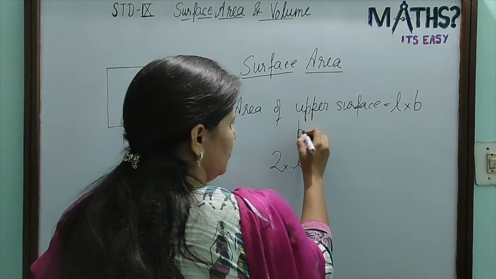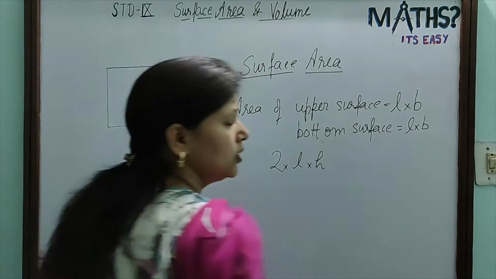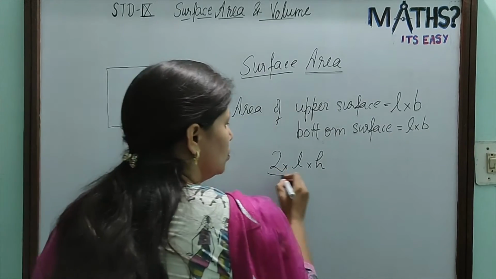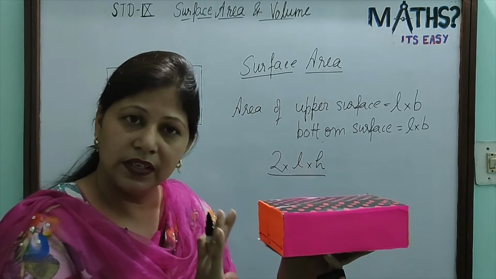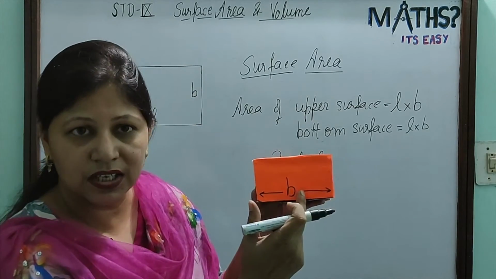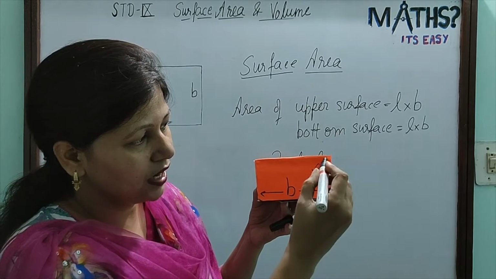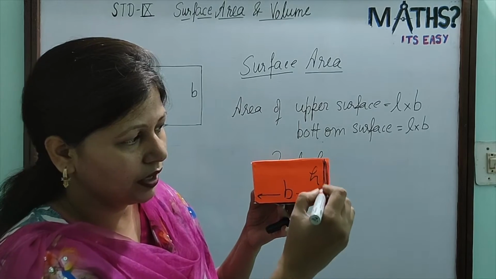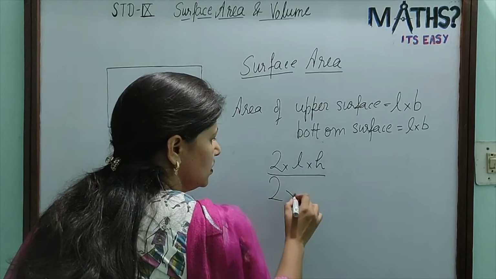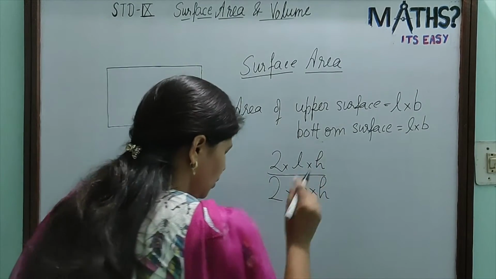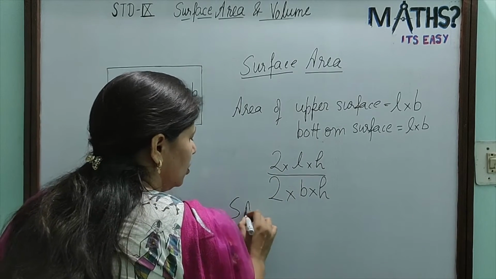Okay, so upper surface L into B, bottom surface also L into B. In the same way 2 surfaces L into H, and now 4 surfaces we have counted. Now this orange colored surface, third one dimension is breadth and 1 dimension is height. So its area will be B into H. So 2 times these surfaces B into H. So overall, what will be the surface area of cuboid?